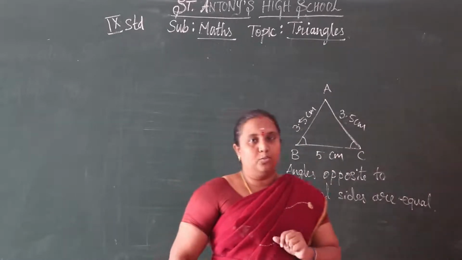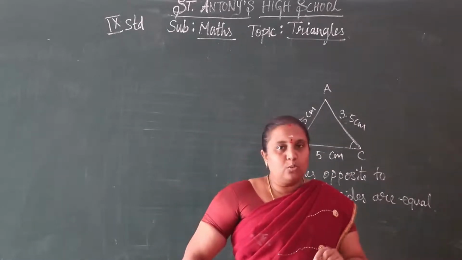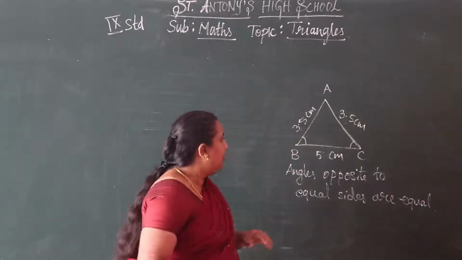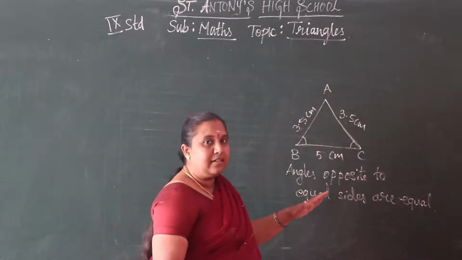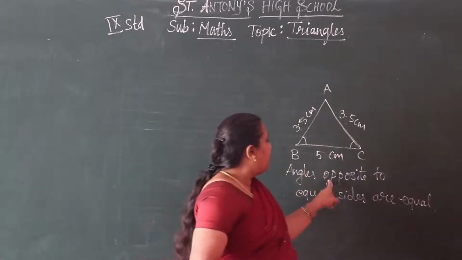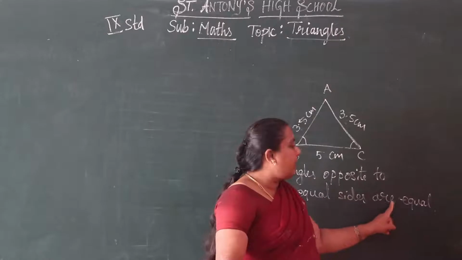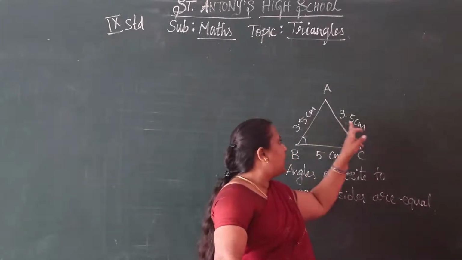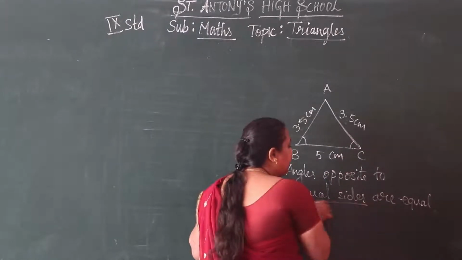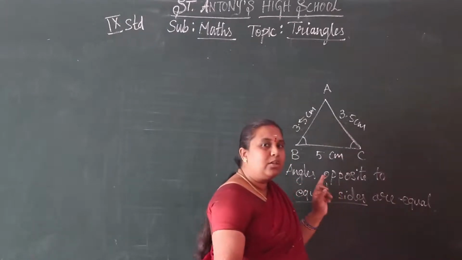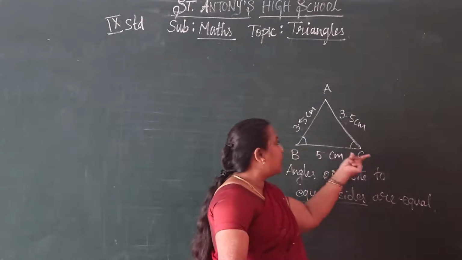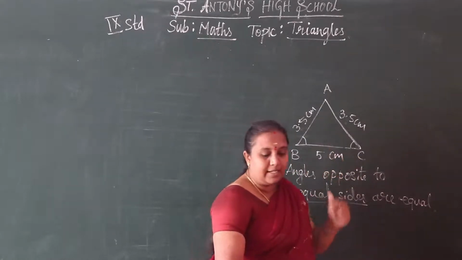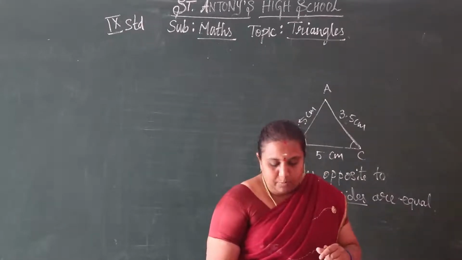Let us see how to prove this. We want to prove this property. What is the statement here? Angles opposite to equal sides are equal. In this, what is given? AB equals AC, equal sides are given. What do we want to prove? Angle B equals angle C.